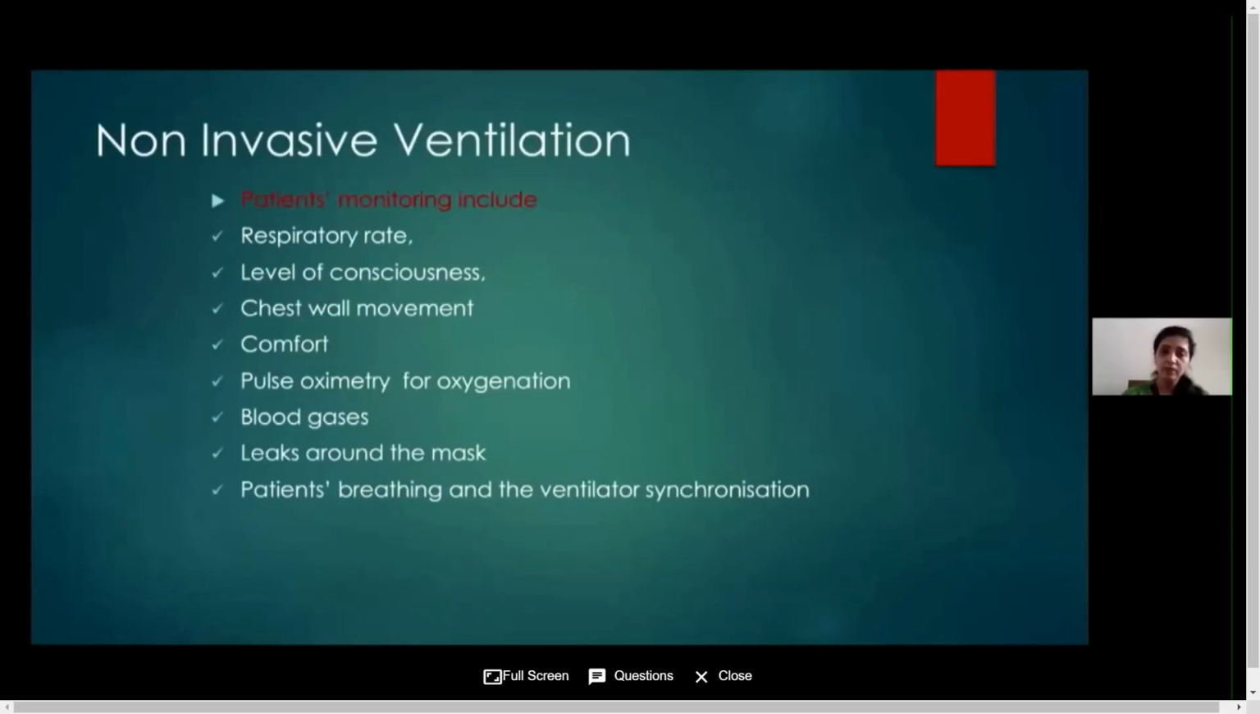These patients, though, should be monitored. The respiratory rate should be monitored, the level of consciousness, the chest wall movements, the patient's comfort, the pulse oximetry should be documented, and serial blood gases may be needed depending on the patient. And also you must make sure there are no leaks around the mask and there's no dysynchrony between the patient and the machine.